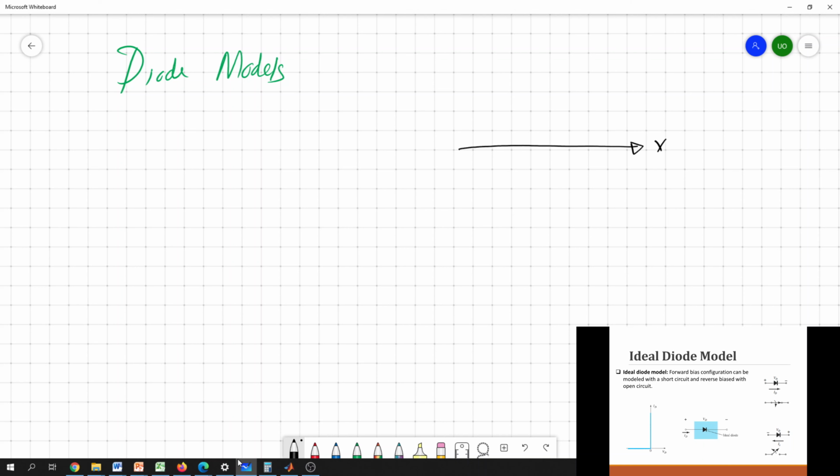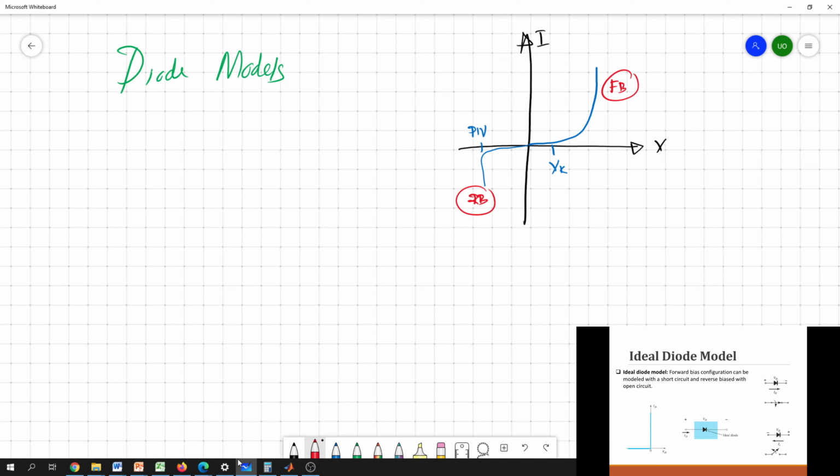So this is the voltage and this is the current. So we found that the diode characteristic would be something like this. So this is actually Vk, the knee voltage. This is peak inverse voltage. So we identify that this is the forward bias region and this is the reverse bias region.